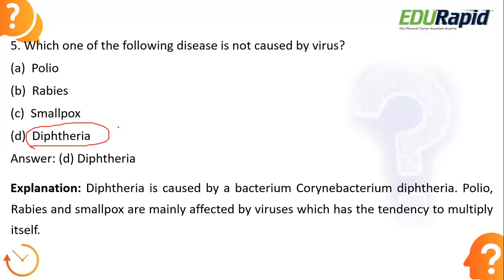The causative agent of diphtheria is the bacterium Corynebacterium diphtheriae, which can cause a disease called diphtheria in an individual. It is completely a bacterial disease. Apart from that, the rest of the options, that is polio, rabies, and smallpox, are all caused by viruses, which can rapidly multiply in our body. Okay, the next question now.